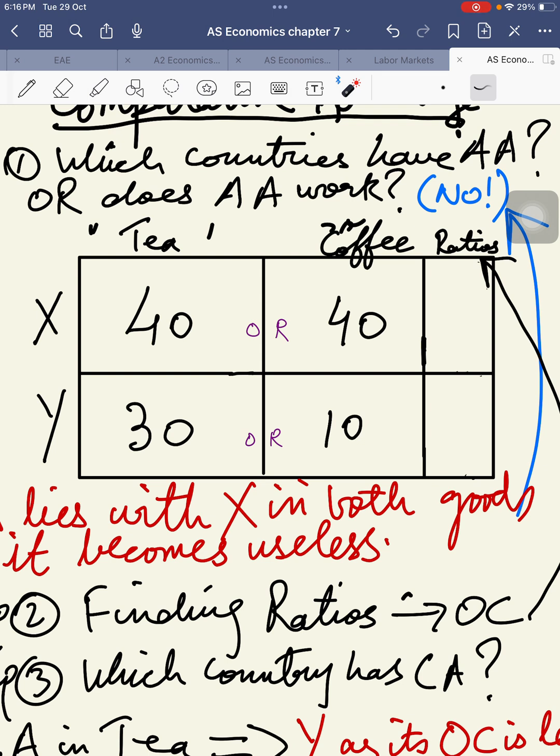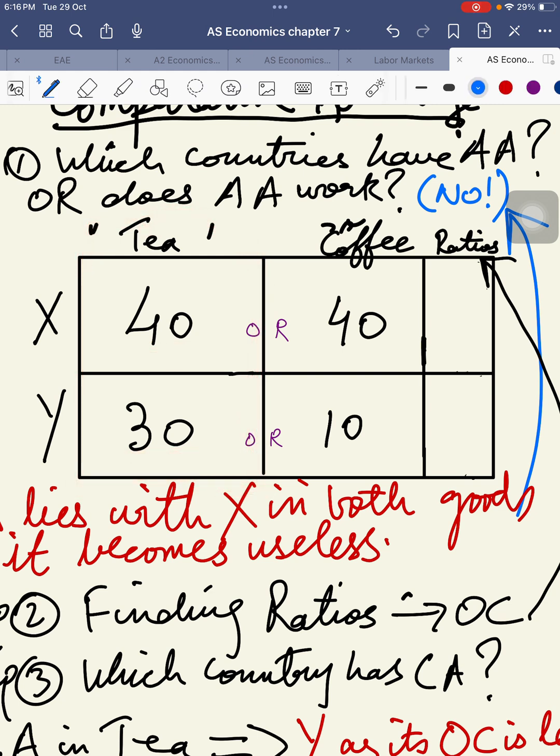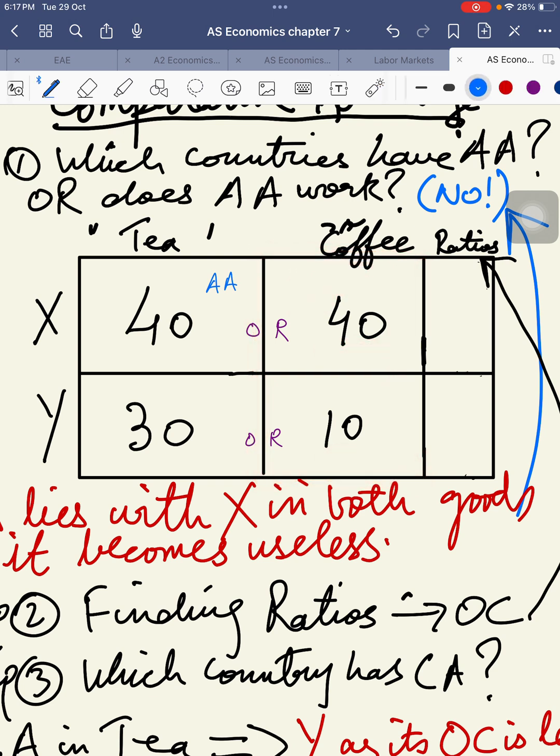Now, country X and country Y. Which country has an absolute advantage in the production of tea? Country X can produce 40 tea with all its resources, while country Y can produce 30 tea with all its resources. It's very obvious that country X has an absolute advantage in the production of tea, right? Because it can produce more with the same resources. Now, what about coffee? The absolute advantage in the production of coffee lies again with country X because it can produce more coffee compared to Y with the same resources.